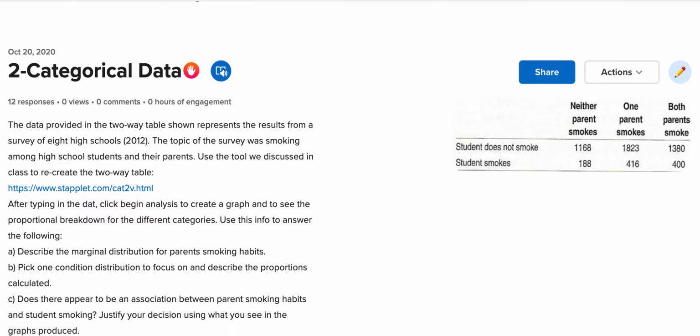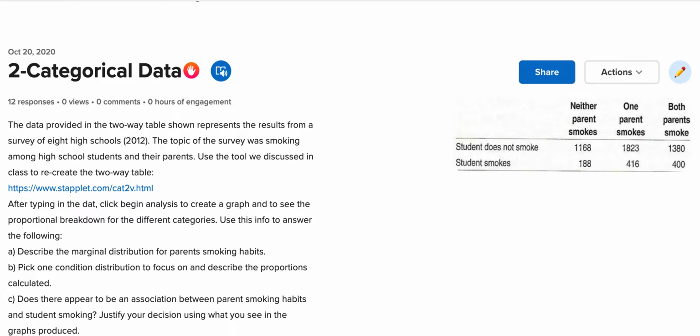Before our upcoming quiz on two categorical data and two-way tables, I would like to take a moment and go over this recent assignment and make sure that everybody understands the properties that we're studying and the particular answer for this situation. So we have this data from 2012 regarding a survey result from 8 high schools looking at the relationship between what kind of parent smoking situation was happening at home and whether or not the students themselves actually smoked. So you can see the information provided in a two-way table.